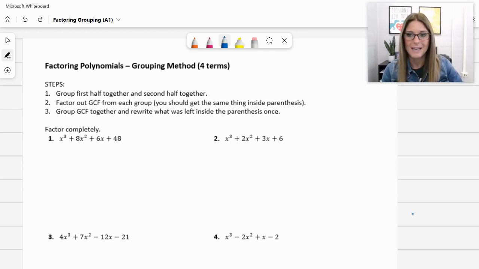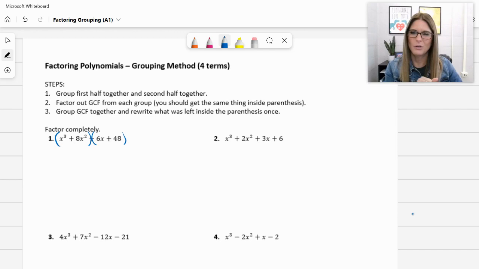So let me show you in action. I said our first step was we were going to put parentheses around the first 2 and parentheses around the last 2. So literally grouping method. Step 2, find a GCF from each of those groups and remove it. So our first set of parentheses, we've got x cubed and then 8x squared. So what can we remove?